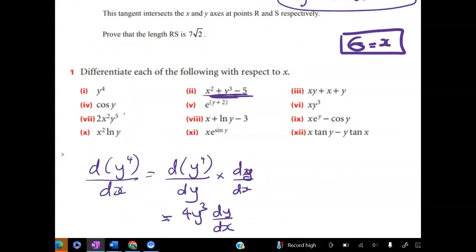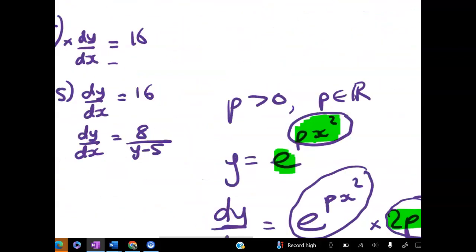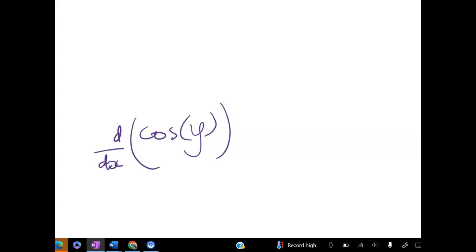Right, now we've got some trig. Oh, we've got a trig and then an exponential, and then I'll probably stop there for this video. So here we've got cosine of y, and we want to differentiate this with respect to x. So we're going to do the chain rule on this. When I differentiate cosine of something, I get negative sine of y, and I have to differentiate the inside function with respect to x, which is dy by dx. So that's my answer there.